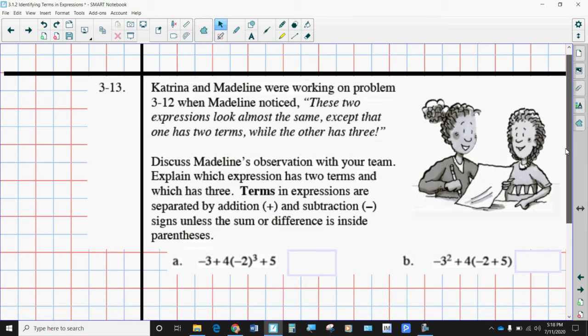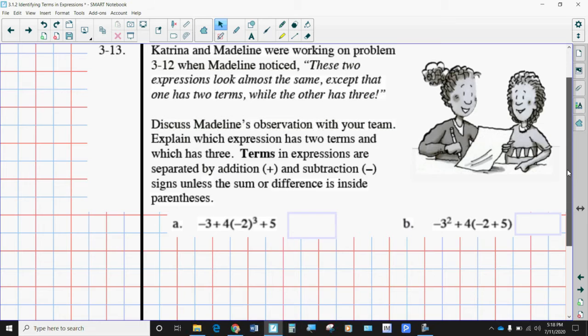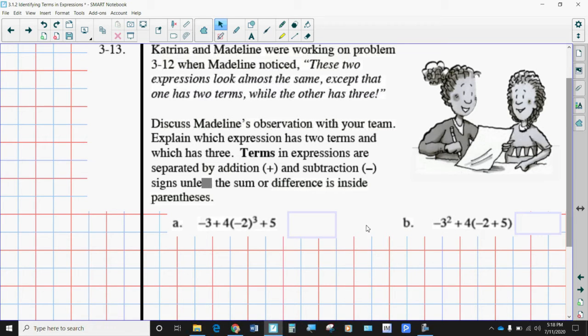Okay, so they're not asking us to simplify this, are they? I don't think they are. They're just asking how many terms each one has, okay? So let's go ahead and circle the terms. Remember, the terms are the parts that are being added together. And so that -3, that's just one term, right?